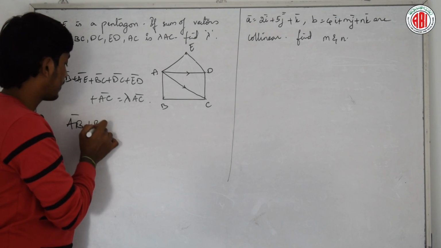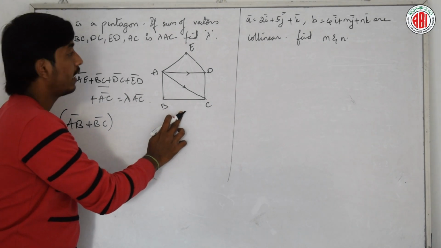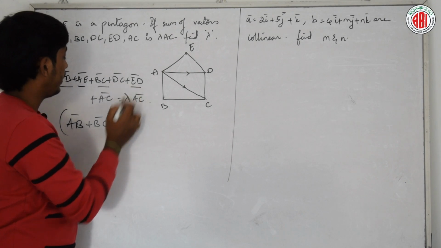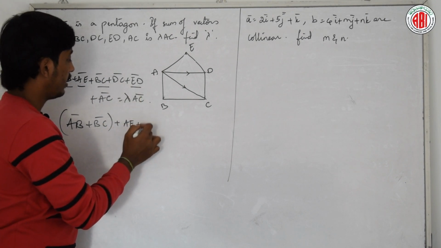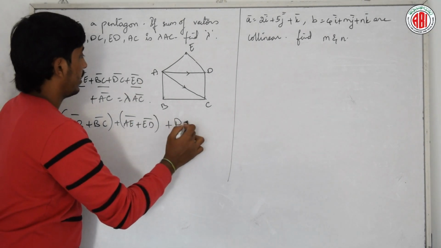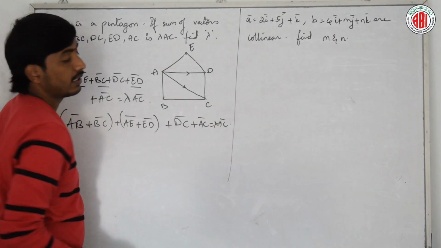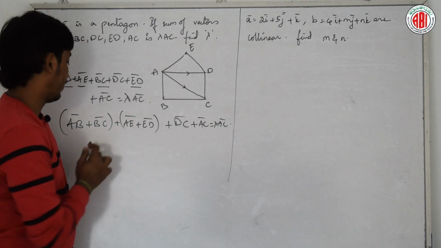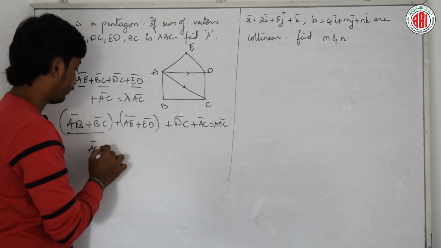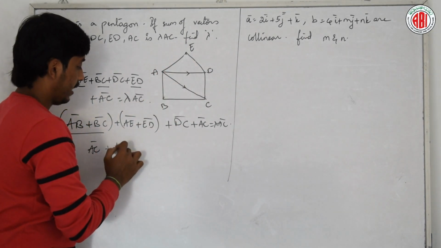Now just observe what is AB plus BC. Let us write these both in one side. And the next AE and ED in one place. Still what are left? DC and AC, that equal to lambda AC. Clear? Fine. What is AB plus BC? Tell me. That is AC. What is AE plus ED? That is nothing but AD.